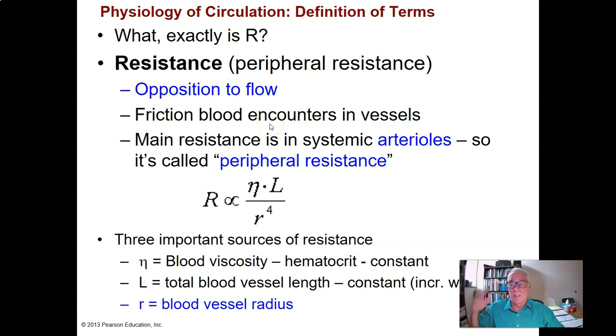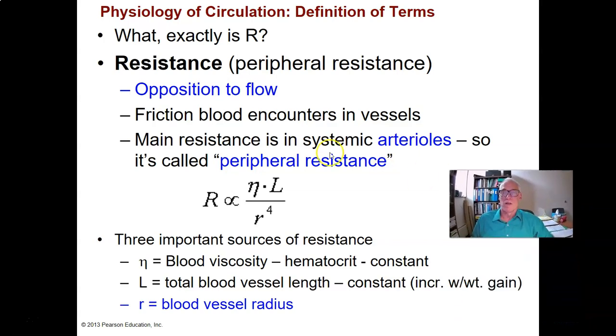So let's take a closer look at resistance. What impacts resistance? As I mentioned, diameter. I just want to show you this formula. This is a proportionality relationship. If something on the left goes up, then the right will go up, and vice versa. They're proportional to each other. So resistance, the opposition to flow, is related to the viscosity. How thick is the fluid we're talking about? The thicker it is, the harder it is to force it through the vessels.